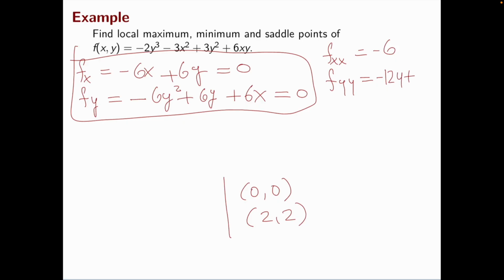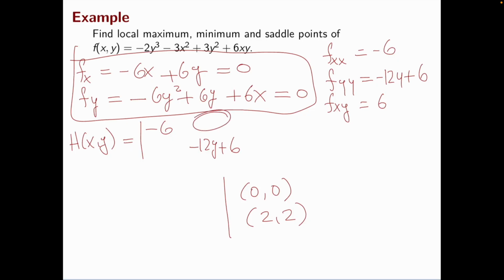12y plus 6. And then the mixed derivative, f_xy, we can calculate starting with any of them. So for instance, we can start with this one and calculate the derivative with respect to y. And so the result is going to be 6. Okay, so these three things are what we need to calculate the Hessian. So let's calculate the Hessian at a generic point (x, y). This is going to be the determinant where we put in the diagonal the derivatives with respect to x and y. So it's going to be minus 6, and this is going to be minus 12y plus 6.